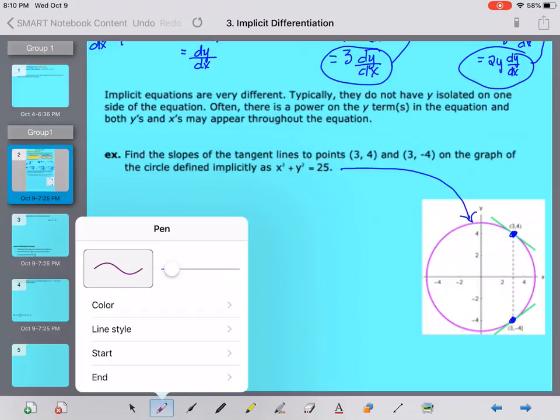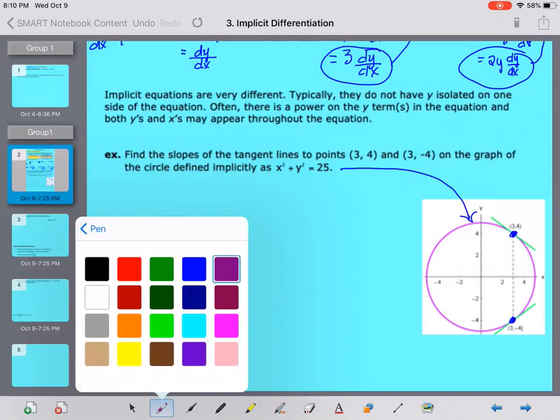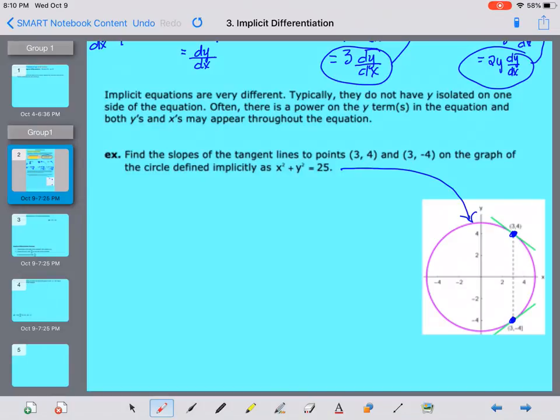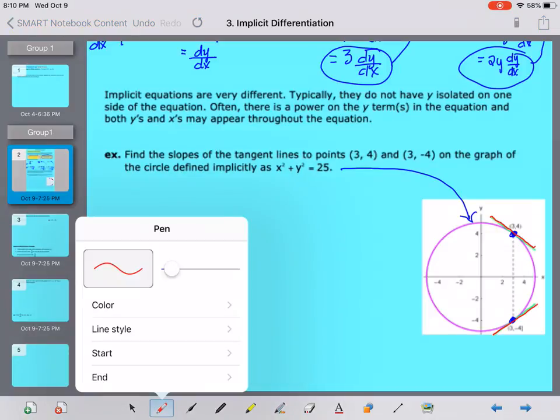let me get a different color. Let's not get purple since it's in purple. So that line right there, we're going to find the slope of that tangent line and the slope of that tangent line, because we know our tangent line and our graph have the same slope at that point of tangency. We've talked about that before.